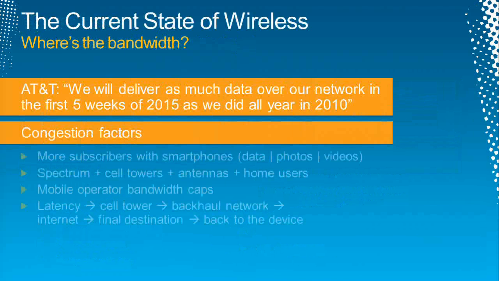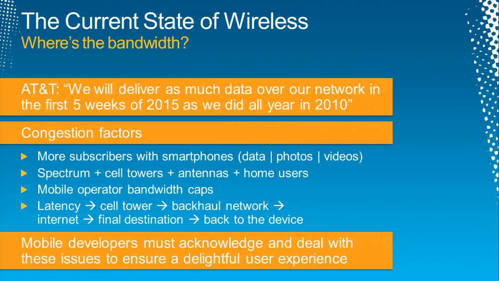There's nothing worse than reading from your slide, but I've got to read from the slide of the very first deal. Everybody knows about the big merger going on with T-Mobile and AT&T. AT&T has given a lot of reasons why they need to do this, but most of it has to do with bandwidth and congestion and needing more of it, needing more cell towers. We are going to deliver as much data on our network in the first 5 weeks of 2015 as we did all year in 2010.